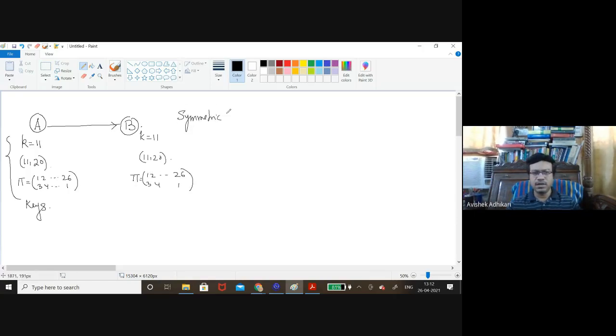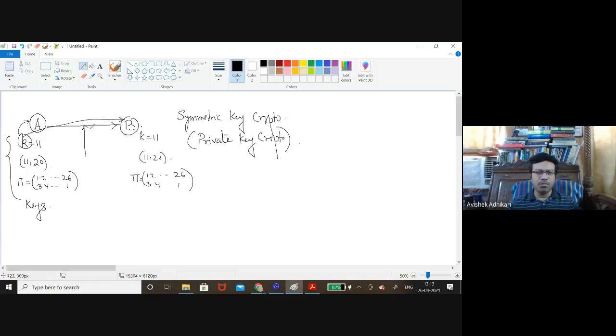Symmetric key cryptography. There is another name. This is also known as private key cryptography. So why is this called private? Because these keys have to be known only to A and B. So they must keep these values of the keys secretly, or they should keep it private. They should not make it public.